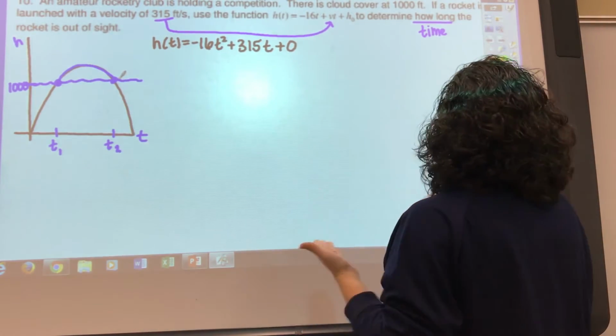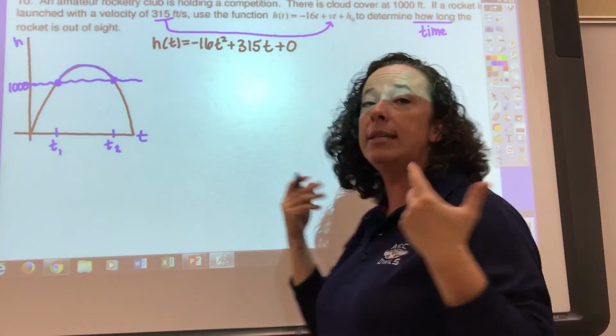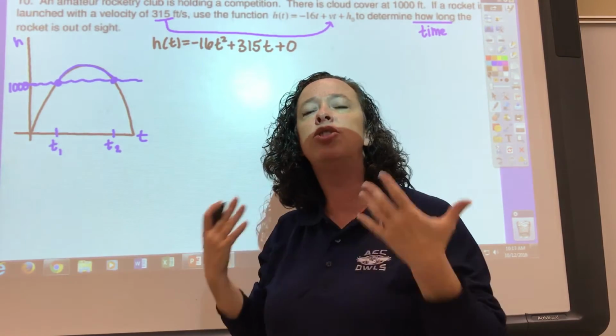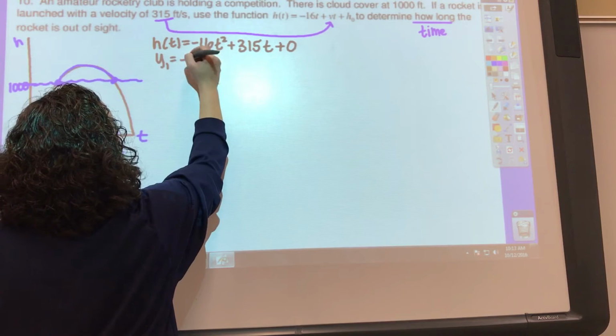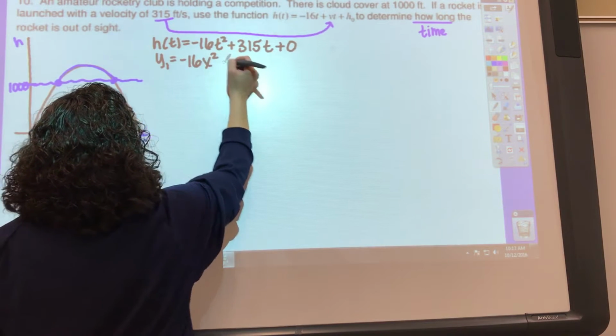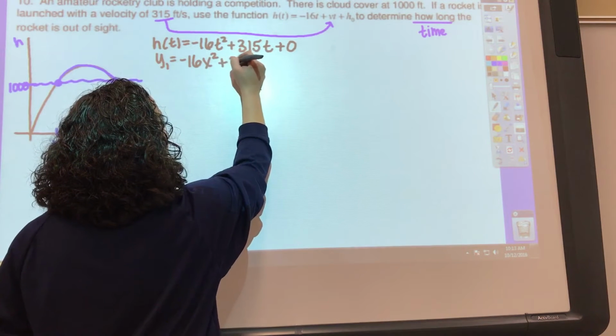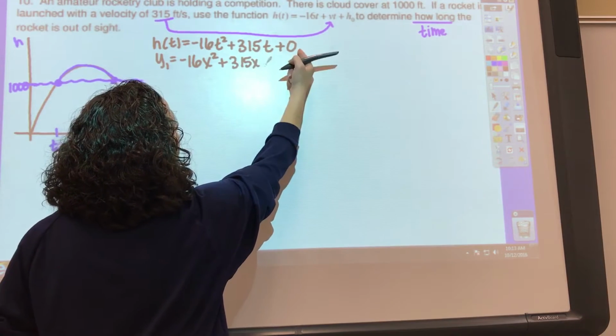So what is our plan? Well, our plan is simple now that we understand the context, or it should be simple. In y1, you will put the function. Now when we use x's, they serve the same purpose. So negative 16x squared plus 315x, and I can leave off that 0.